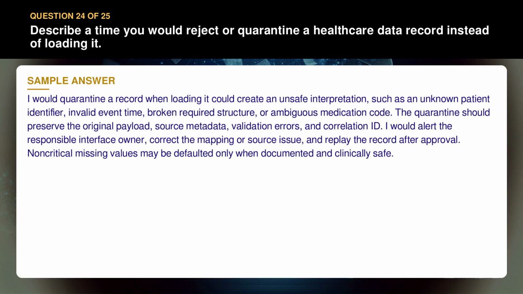Question 24. Describe a time you would reject or quarantine a healthcare data record instead of loading it. I would quarantine a record when loading it could create an unsafe interpretation, such as an unknown patient identifier, invalid event time, broken required structure, or ambiguous medication code. The quarantine should preserve the original payload, source metadata, validation errors, and correlation ID. I would alert the responsible interface owner, correct the mapping or source issue, and replay the record after approval. Non-critical missing values may be defaulted only when documented and clinically safe.